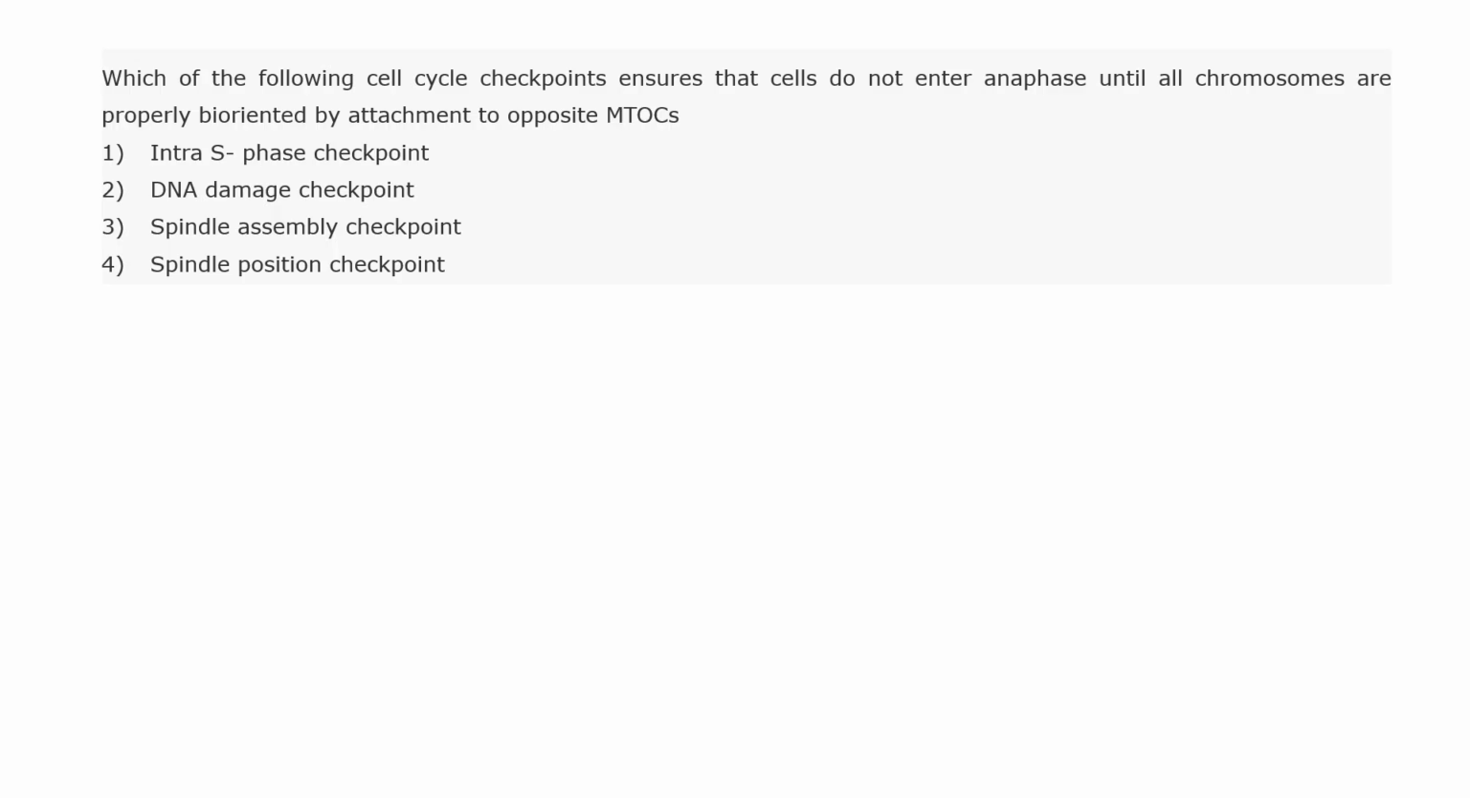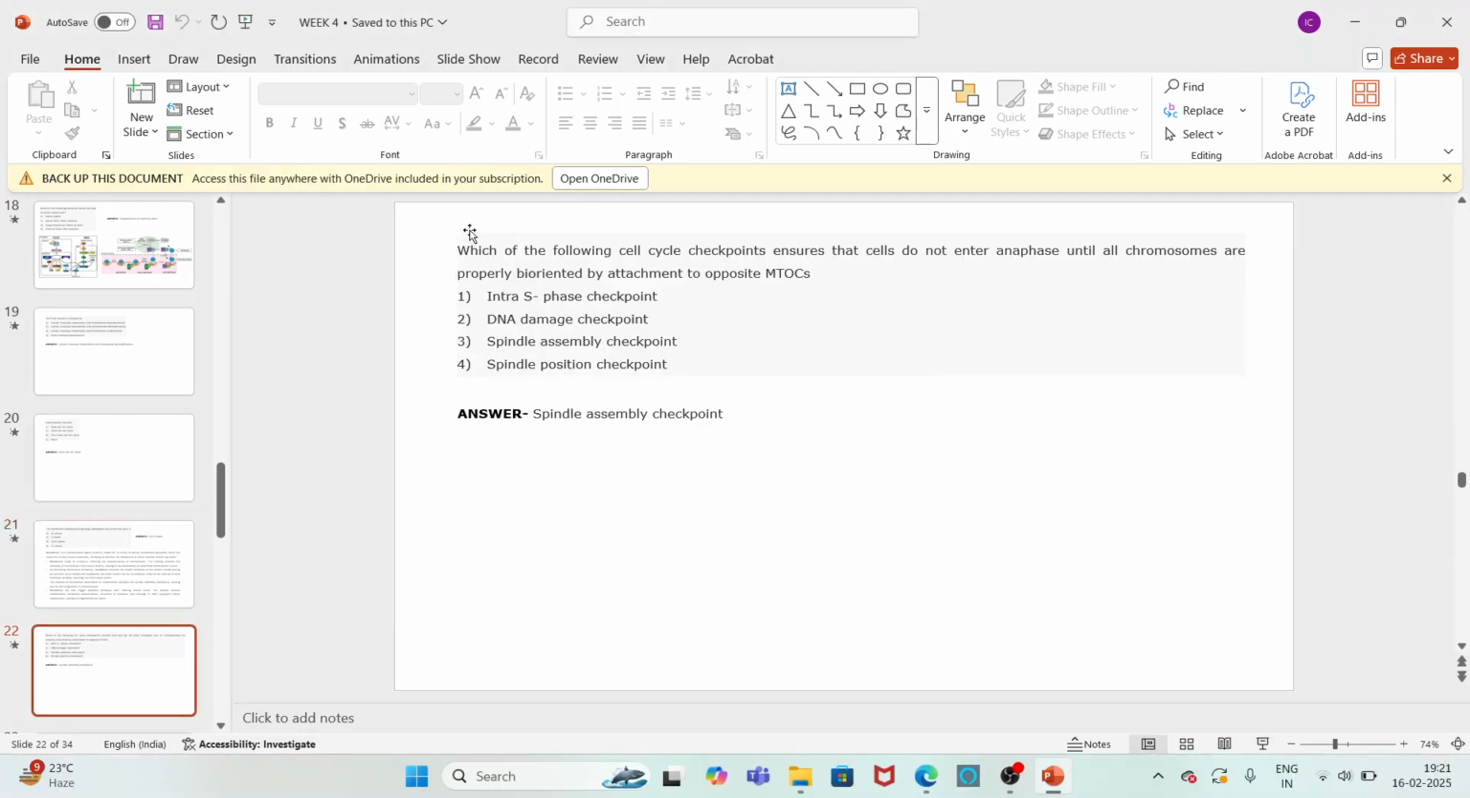Okay, so the answer to this question is option number 3, yes, you are right. Spindle assembly checkpoint. The other checkpoint, DNA damage checkpoint, is there. Intra-phase checkpoint I also don't know, better check it out. And I think option number 4 is just a different name, just to confuse. Spindle assembly checkpoint we know. So the answer to the question is spindle assembly checkpoint.